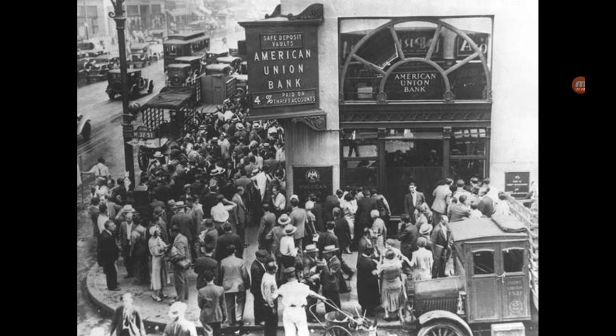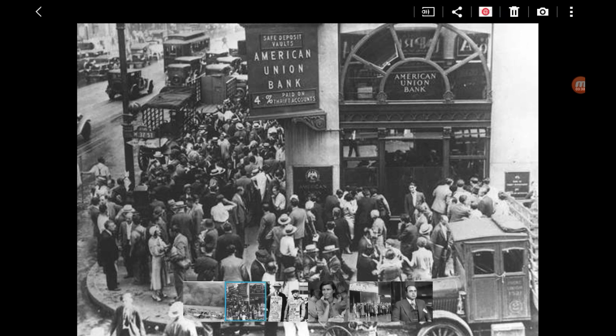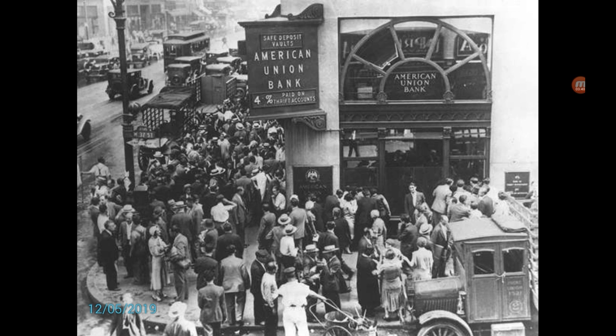Since it was a Tuesday, when Wednesday rolled around, everyone, in this picture right here, was trying to get into the bank to take their money out. But here's the thing. I'll see what other pictures we have, okay? But the thing is, the bank didn't have the money.